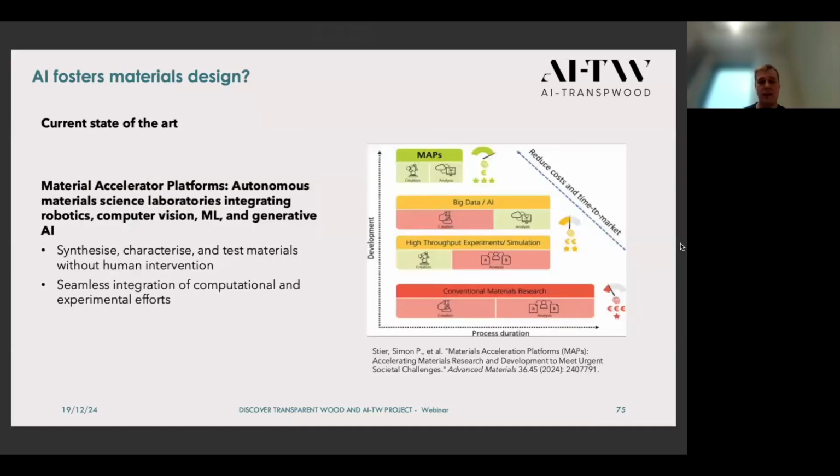And this is, I think, the current state of the art, or towards which we are going. So basically generating materials acceleration platforms, which combine autonomous robotics and computer vision and machine learning and generative AI in order to produce the data as quickly as possible, and also at the same time analyze it as quickly as possible.